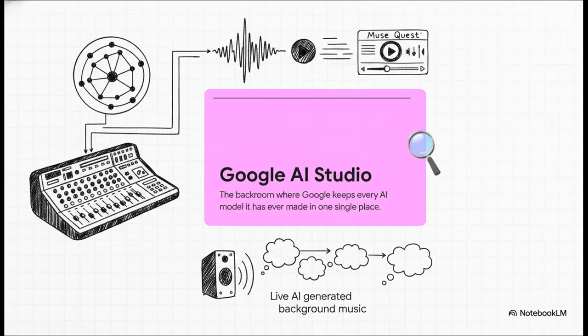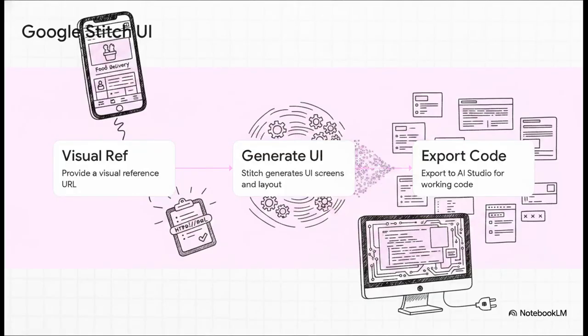But wait, it gets even better. Using Google's Lyria 3 model, which is actually embedded right inside the studio, the app composed original real-time background music the very moment a user clicked a track. We're talking no uploaded songs, just live AI music generation happening right inside a working app. Insane, right? Now, to design the actual look of your app, you use Google Stitch. And the best part? You don't need any UI skills whatsoever.